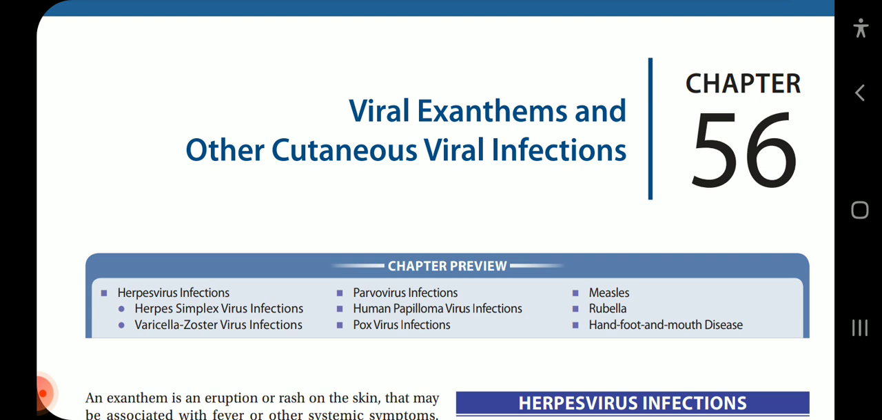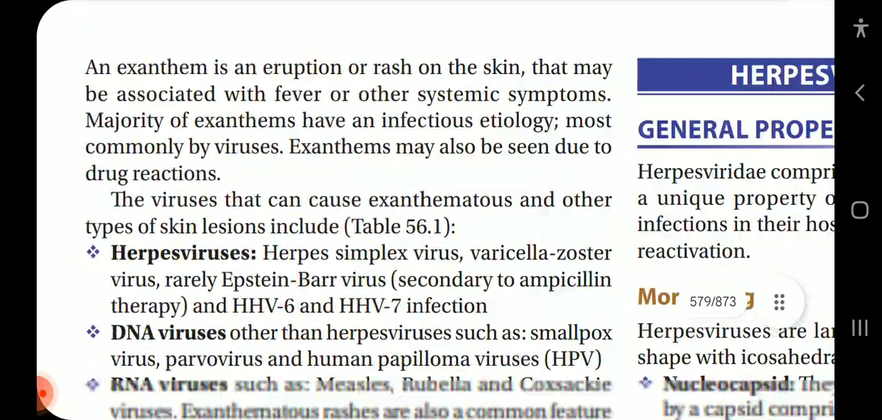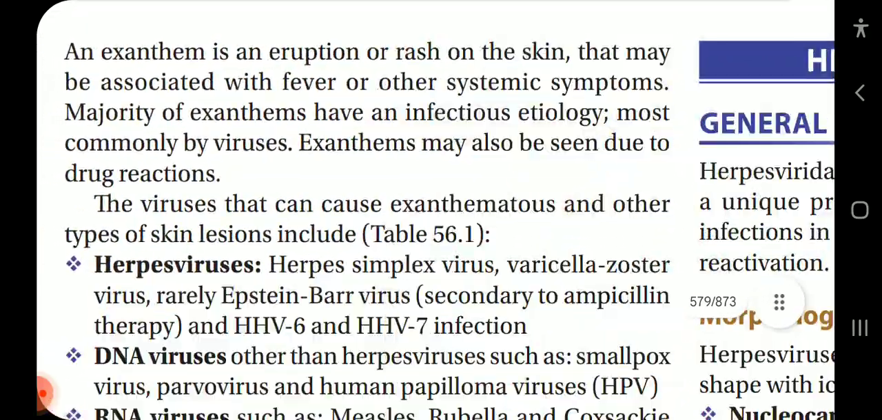Okay, so in this video, we'll be covering the herpes simplex and varicella zoster virus, while these other infections will be covered in the subsequent videos. An exanthem is an eruption or rash on the skin that may be associated with fever or other systemic symptoms. The majority of exanthems have infectious etiology, most commonly by viruses. Exanthems may also be seen due to drug reactions.